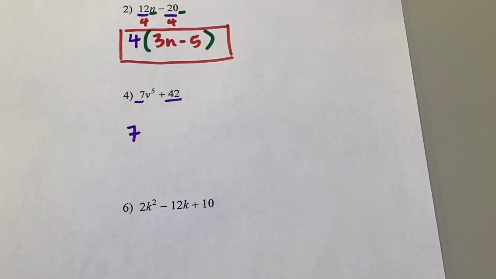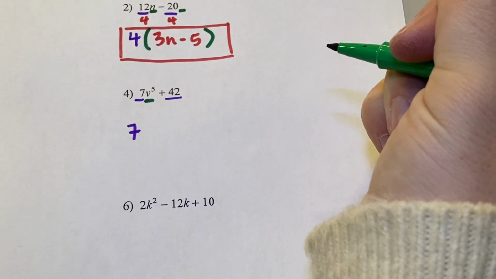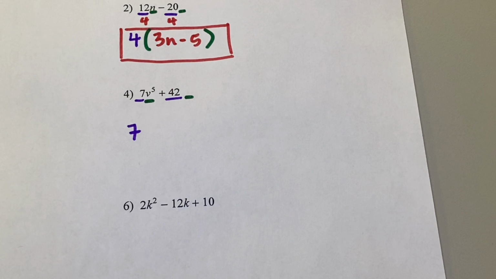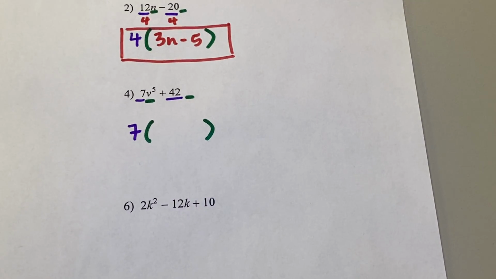Yep, you got it. Okay, now we look at our variables. If this guy has 5 v's, but my second guy doesn't have any v's, can I take v's away? No. Nope, they both don't have them. Okay, so the only thing we could take out was that 7.